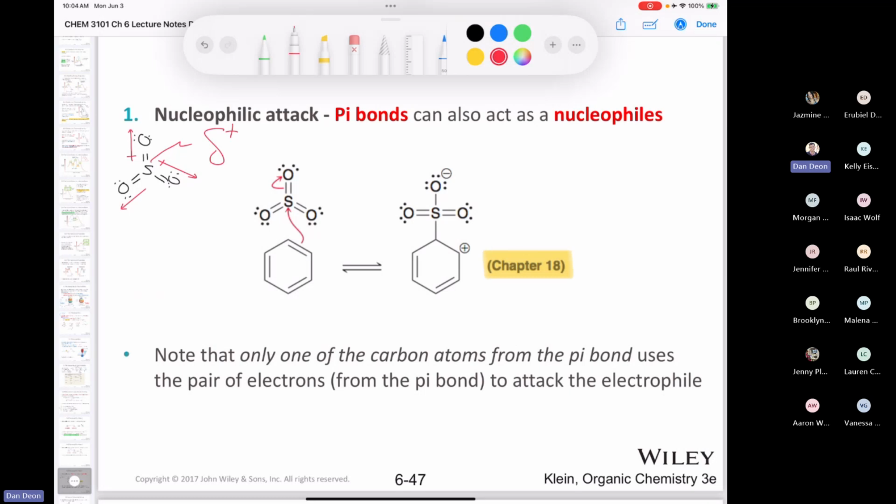And so it says here, notice that only one of the carbon atoms from the pi bond uses the pair of electrons to attack the electrophile, and this one gets attached to the sulfur. The other one now becomes, excuse me, a carbocation, like that.